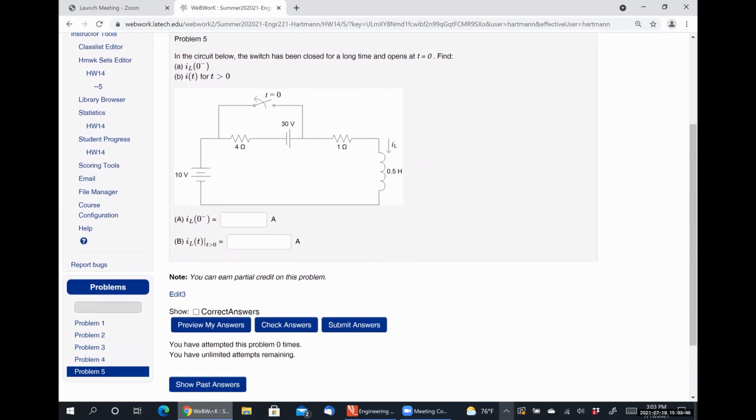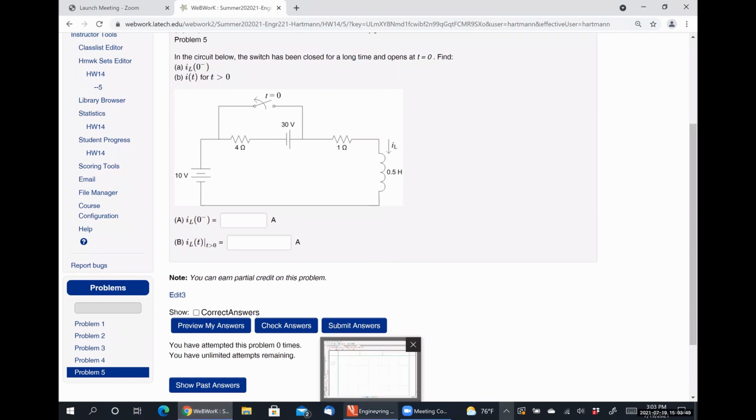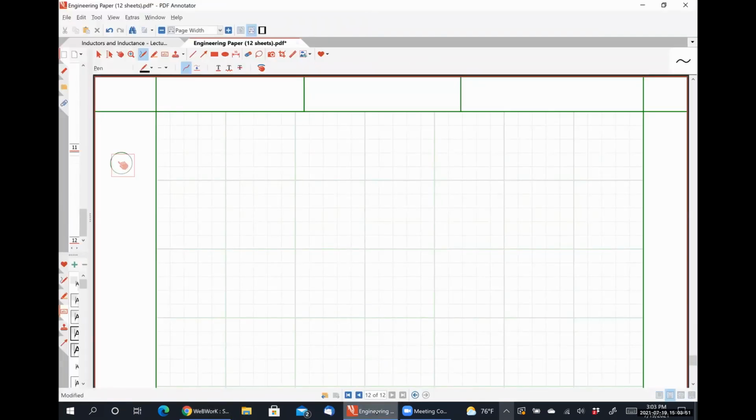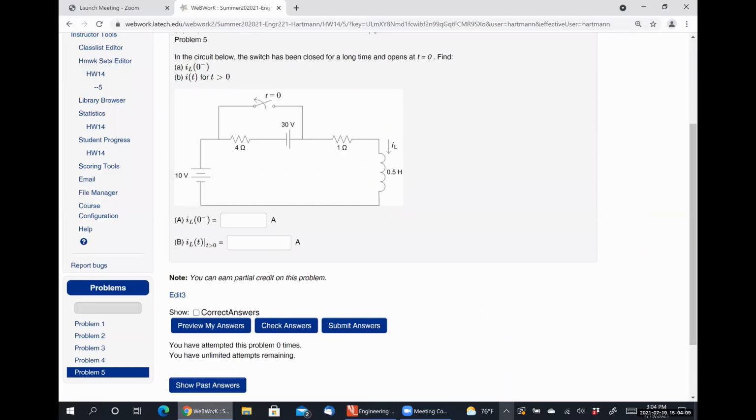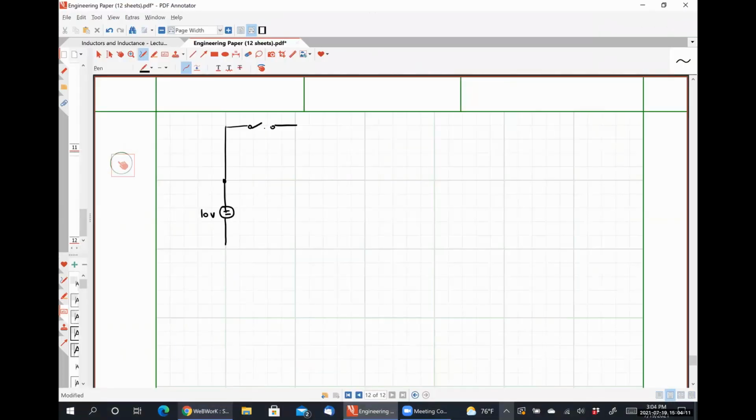All right, so we have a 10-volt source like so. We have a switch up here. I don't remember if it's opening or closing. It appears to be opening at t equal to 0.